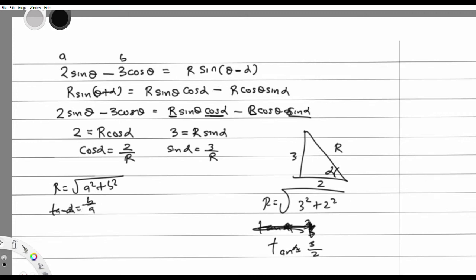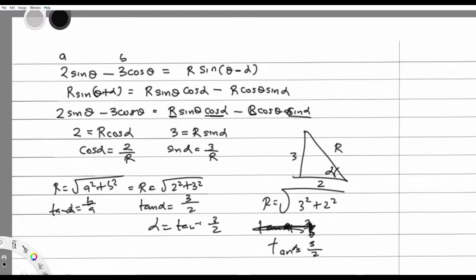So a square plus b square. You just have to be very careful with this tan. Then 3 over 2. Then alpha will then be arctan 3 over 2. You just have to be very, very careful with it. So basically, that's just it. It is mind blowing. That's just it.